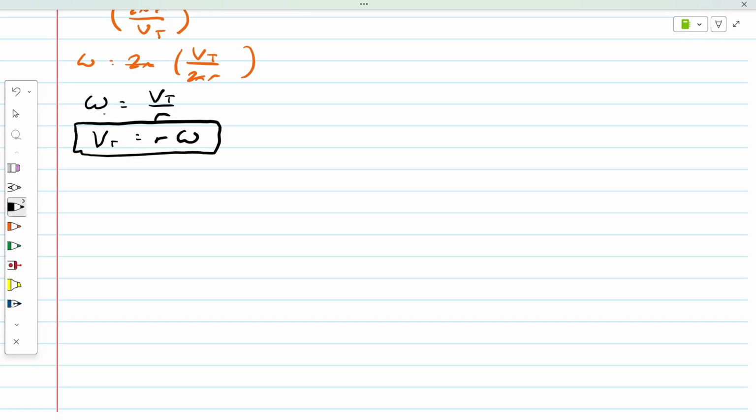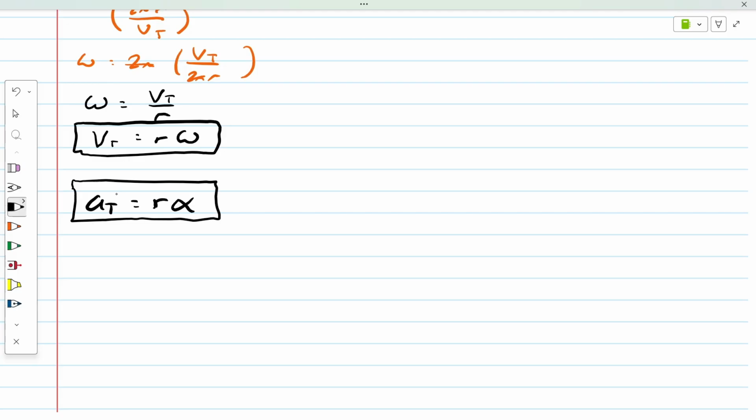So now, just like this is the case, we can find that the tangential acceleration is equal to the radius times the angular acceleration. And so that's simply the definition of tangential acceleration. Because we haven't really used tangential acceleration before, we only used centripetal acceleration.